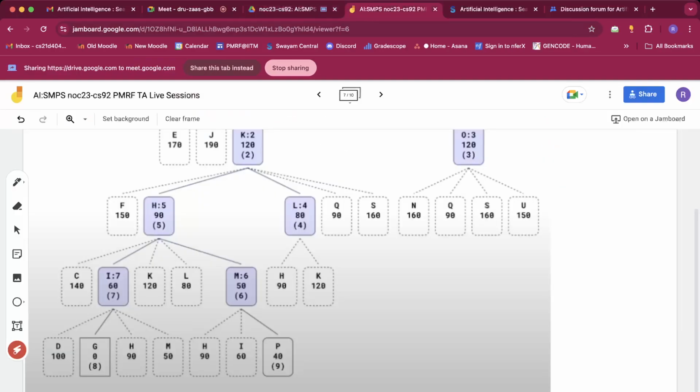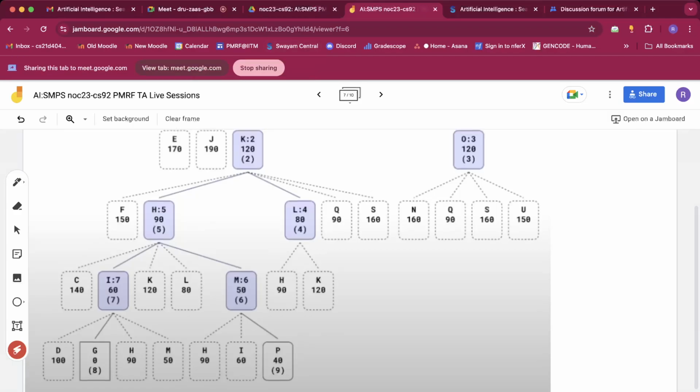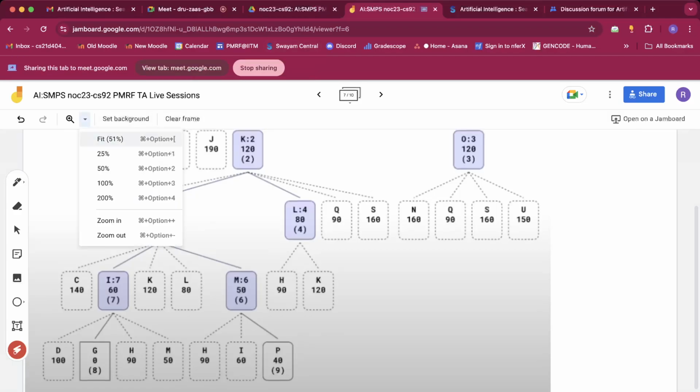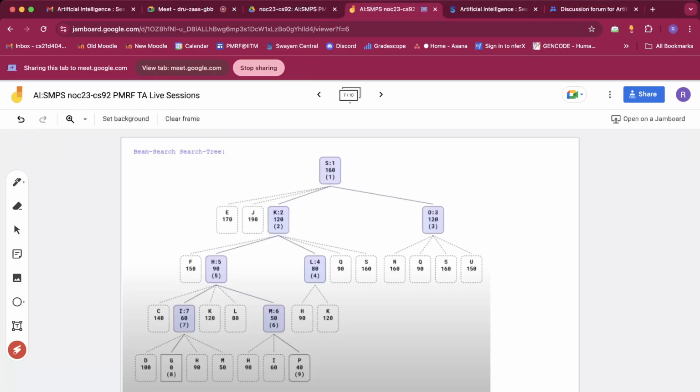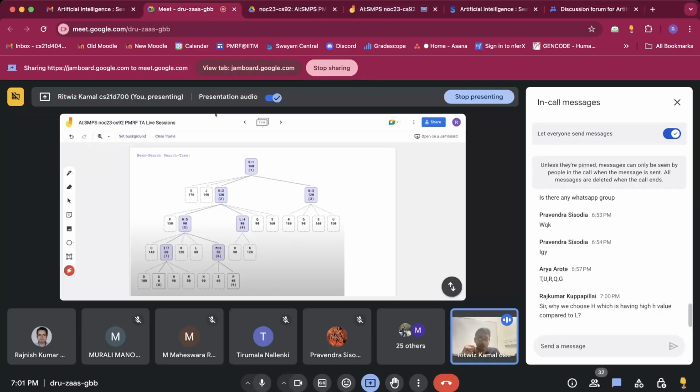Okay, I'll go back to the search tree and I'll again zoom out and leave it on here so that you can convince yourselves of the solution.